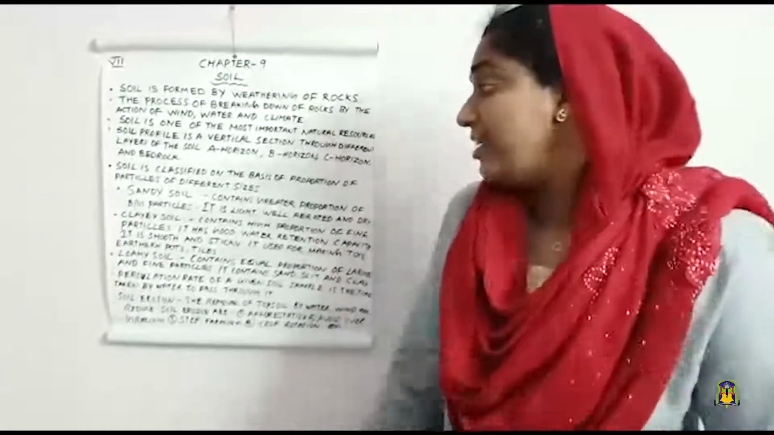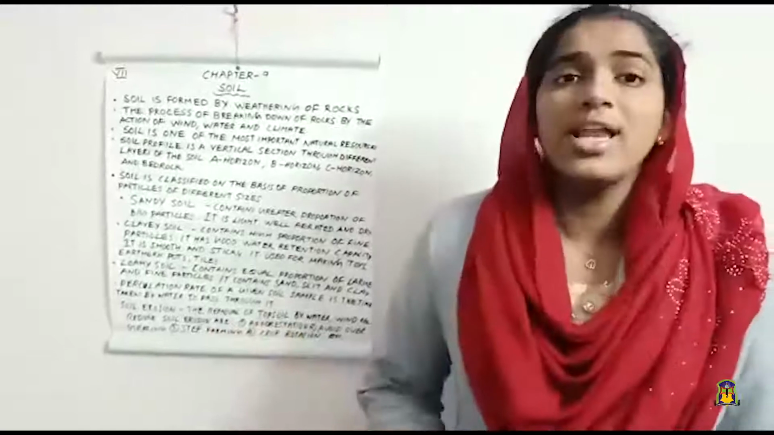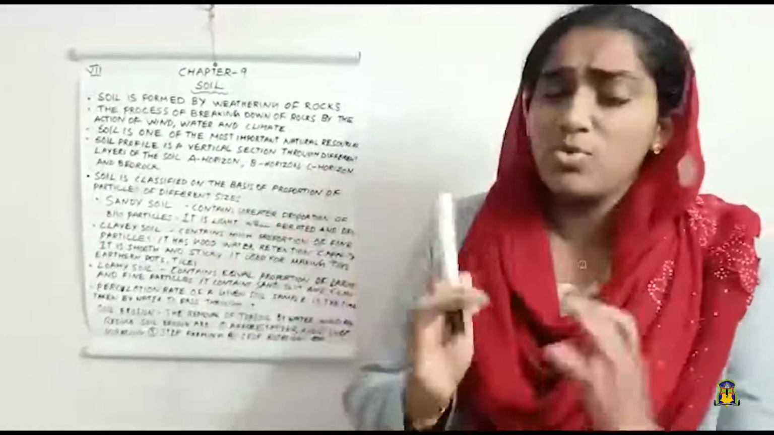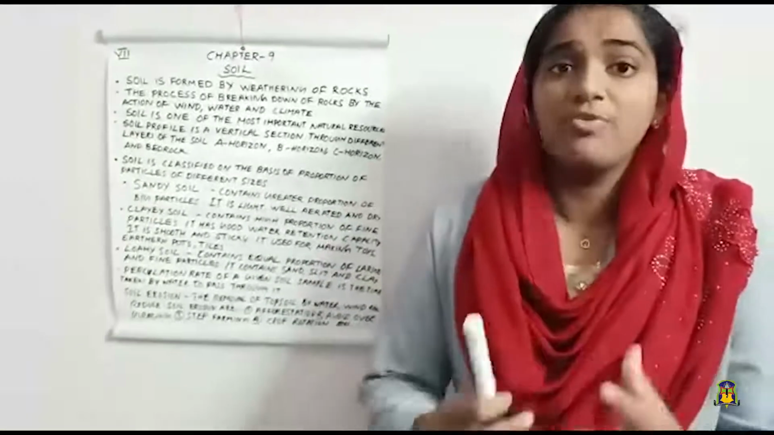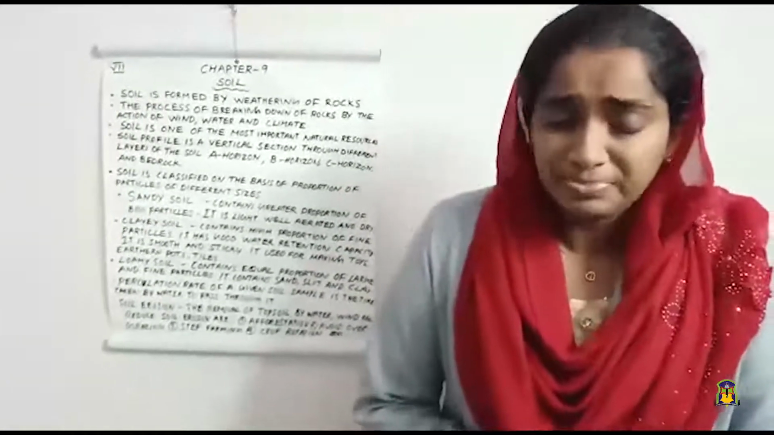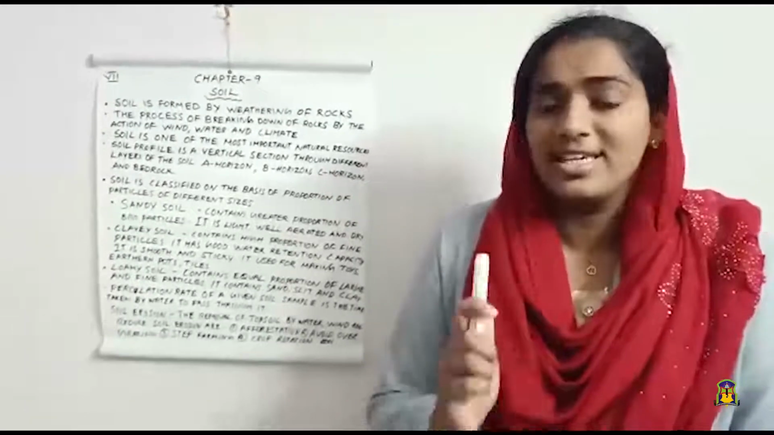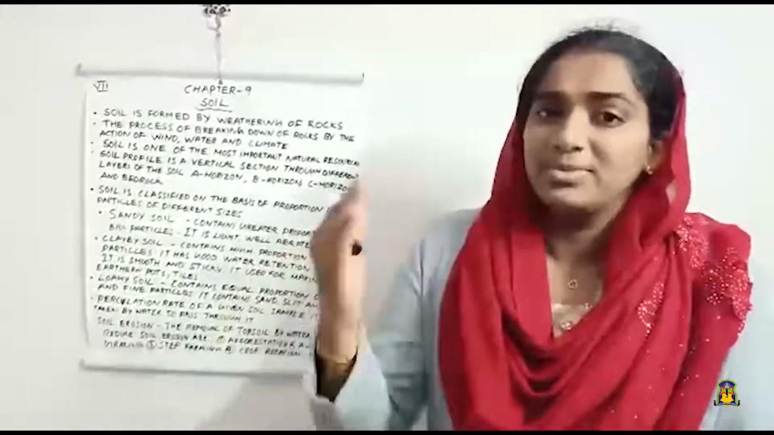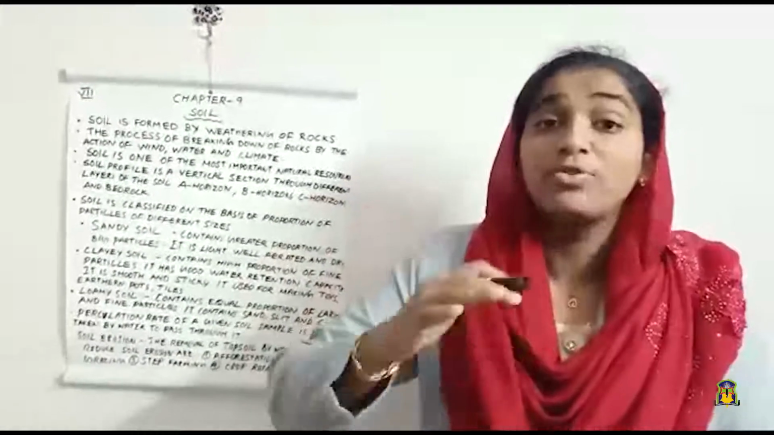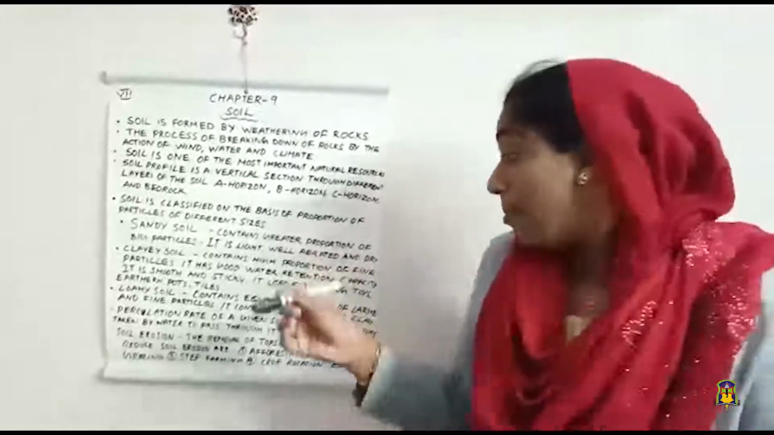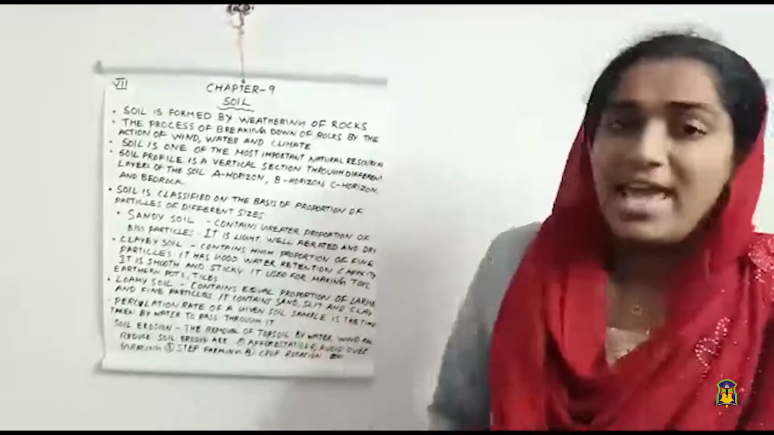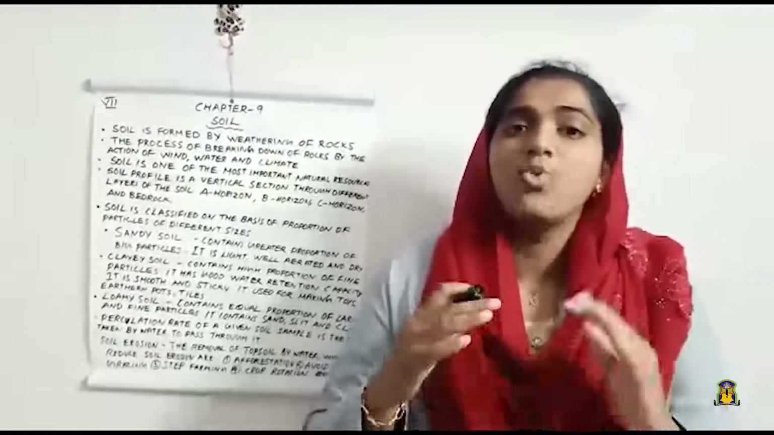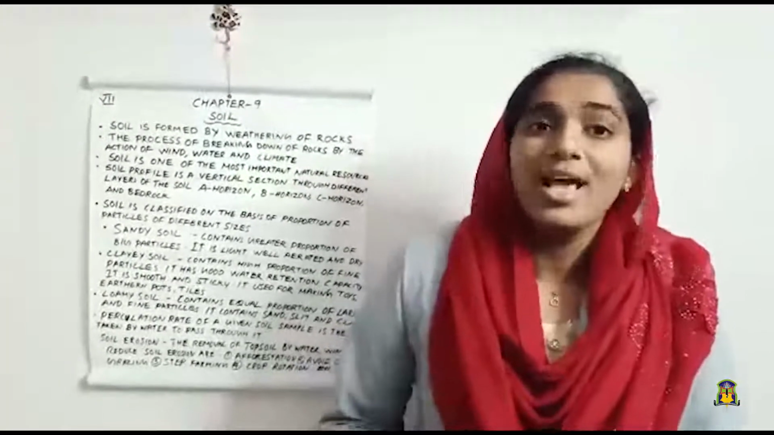After that, we discussed soil erosion. We know that soil is one of the most important natural resources, so we want to protect that soil. What is soil erosion? It is the removal of topsoil from the land surface by water, wind, etc. The topsoil is removed from one place to another place. That is called soil erosion.